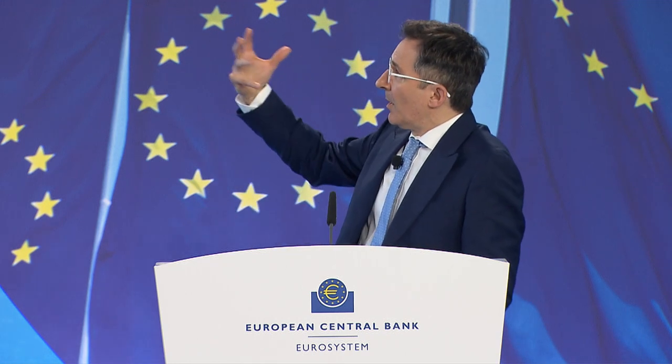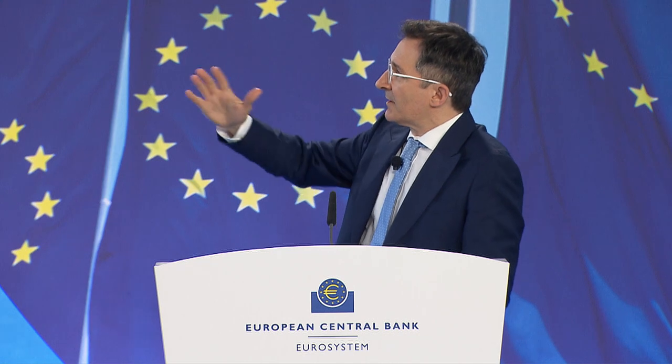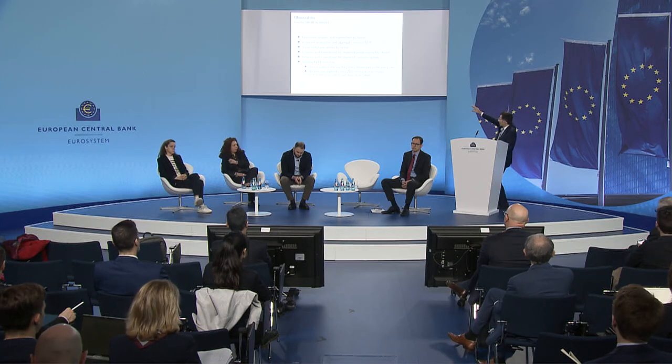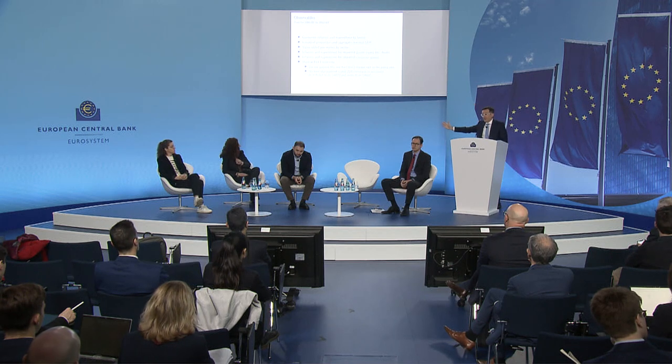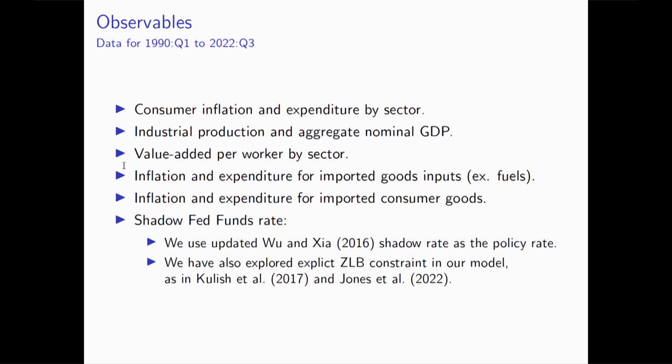So we estimate the model using, again, US data from 1990. Actually, that's not correct. We go all the way until the end of 2023, okay? So we have basically gone and redone everything until the last data available. The observables in this baseline are consumer inflation and expenditure for each of these two sectors, goods and services, industrial production and aggregate nominal GDP, value added per worker in each of the sectors. That will give us some information about the productivity of the sector. We also have information on inflation and expenditure for imported final goods and imported intermediate goods.